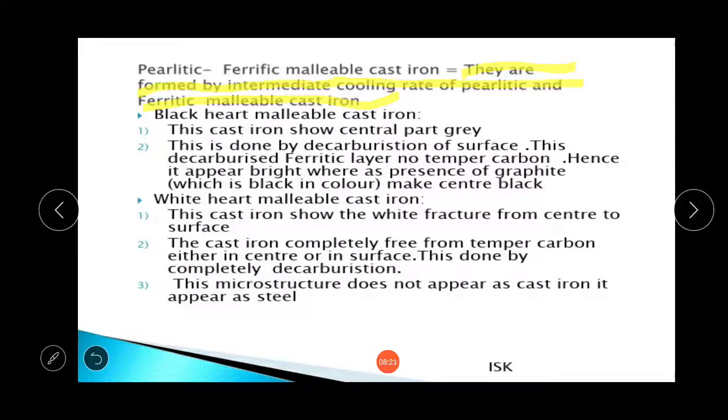Now we discuss black heart malleable cast iron. What is meant by black heart malleable cast iron?